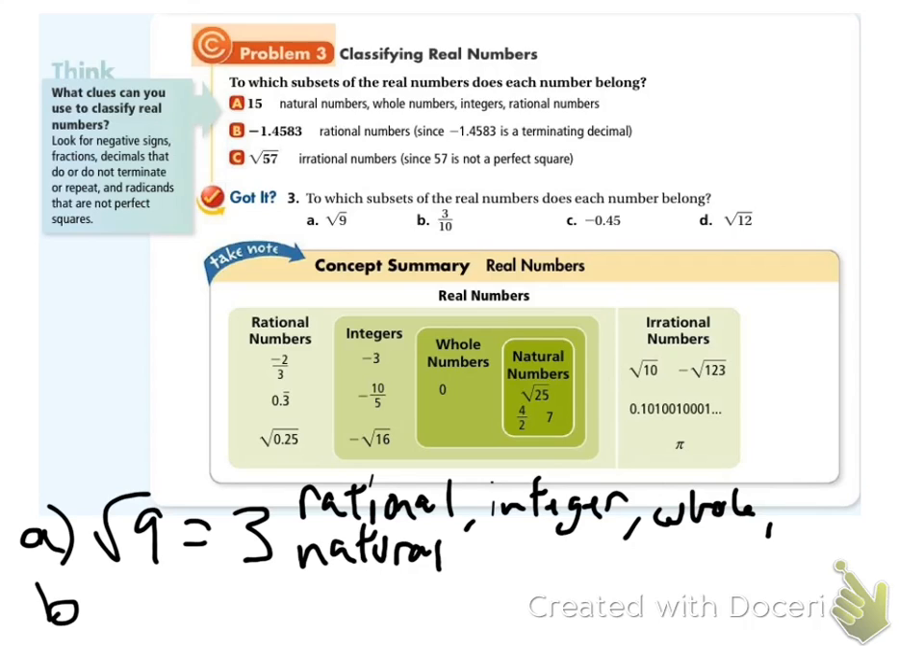Okay, and then B, 3/10 is a rational number because it's written as a fraction. C, negative 0.45 is rational.